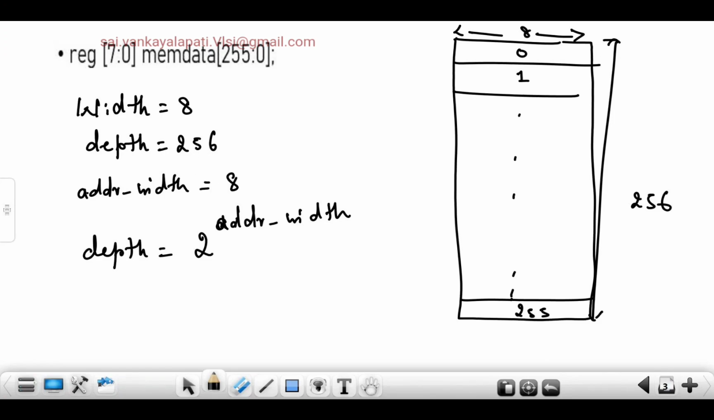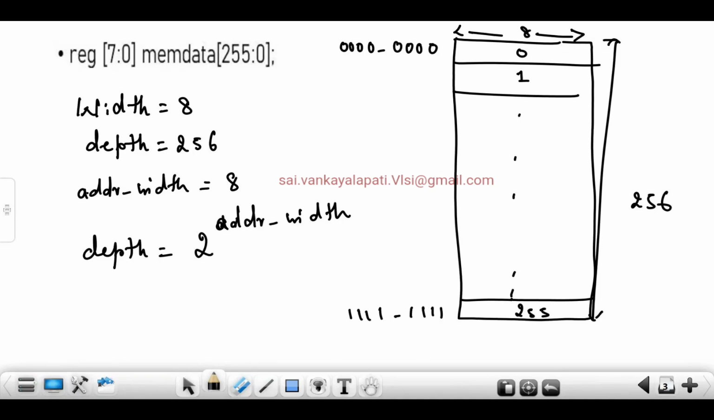So how many bits do I need for the address width? 8 bits. What is 2 power 8? 256. You understand? To represent the address I need 8 bits, 00000000. That is the address of the first location, the 0th location. Up to the last location it is 11111111. You understand this?